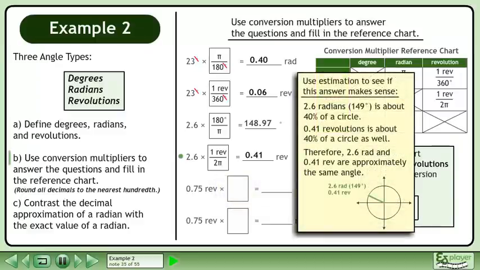We can use estimation to see if this answer makes sense. 2.6 radians, or 149 degrees, is about 40% of a circle. 0.41 revolutions is about 40% of a circle as well. Therefore, 2.6 radians and 0.41 revolutions are approximately the same angle.